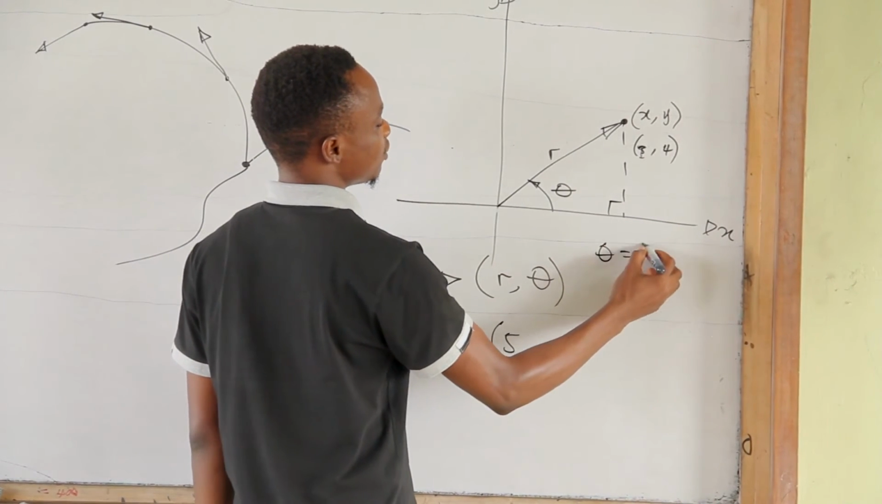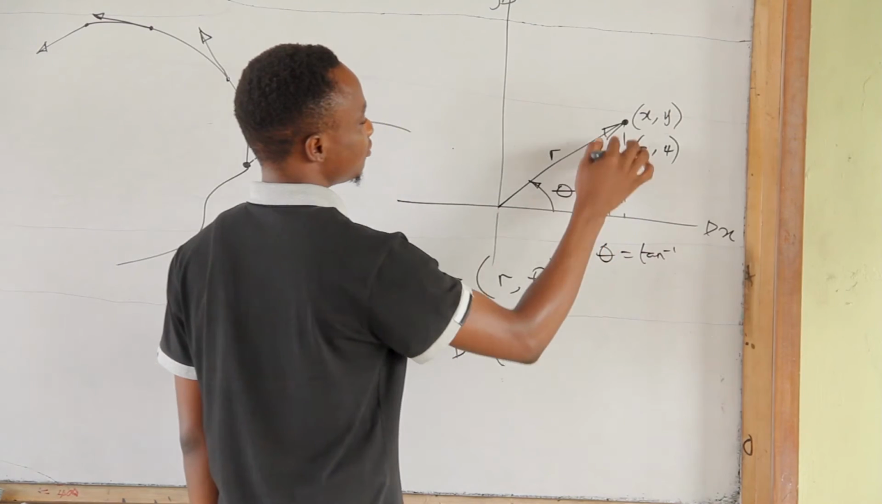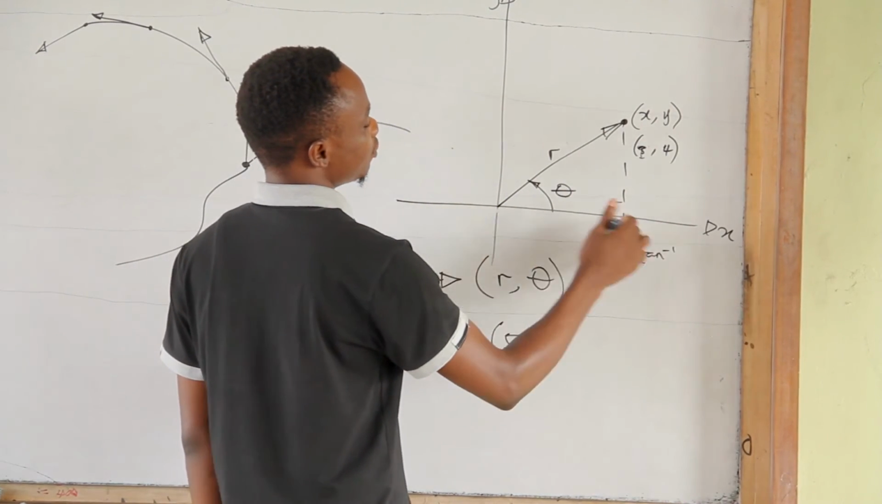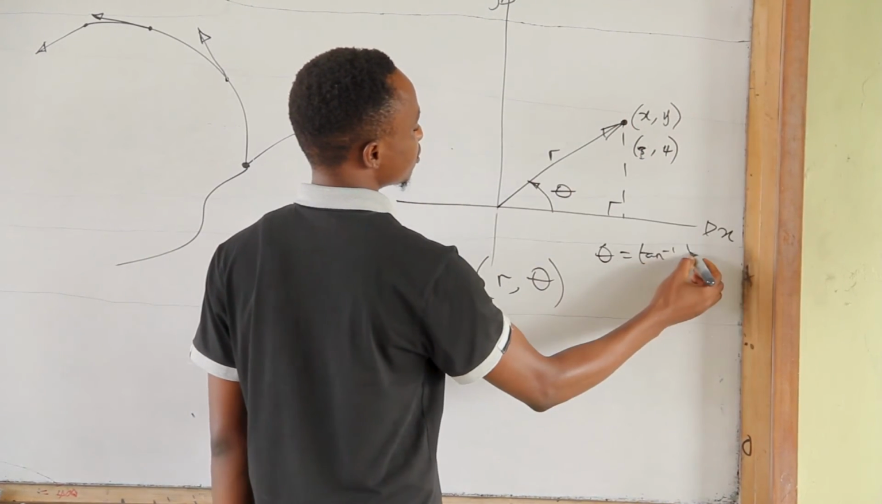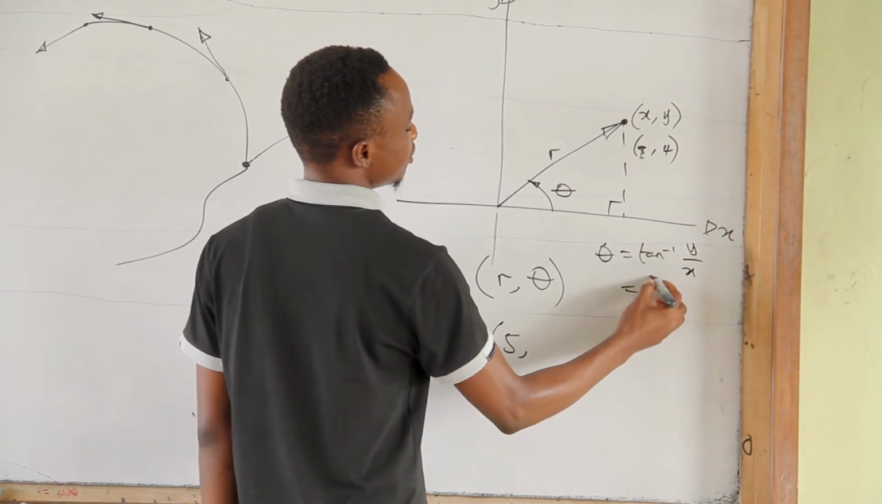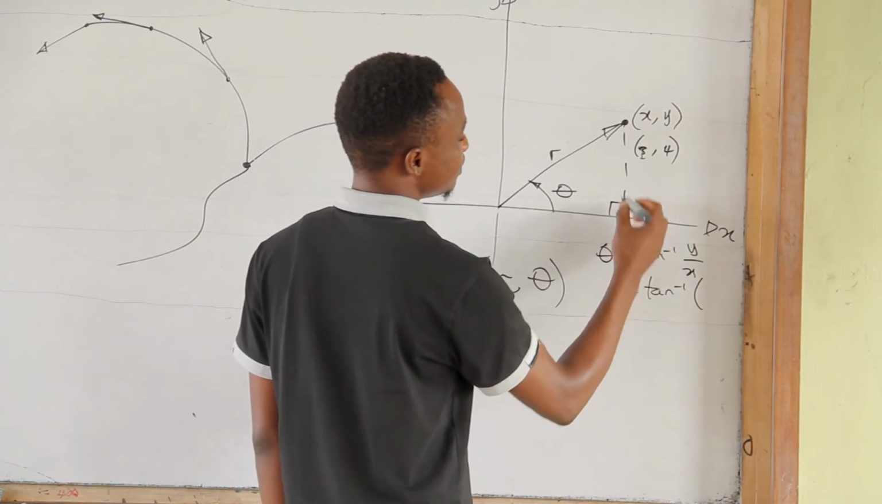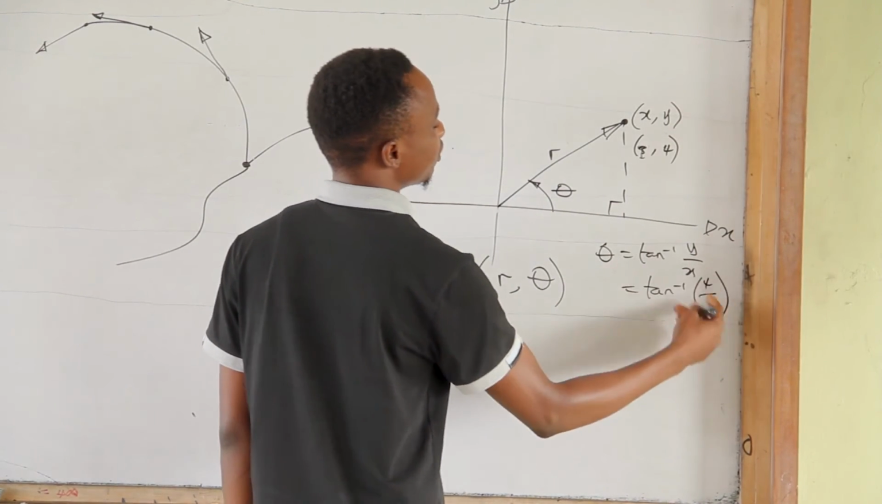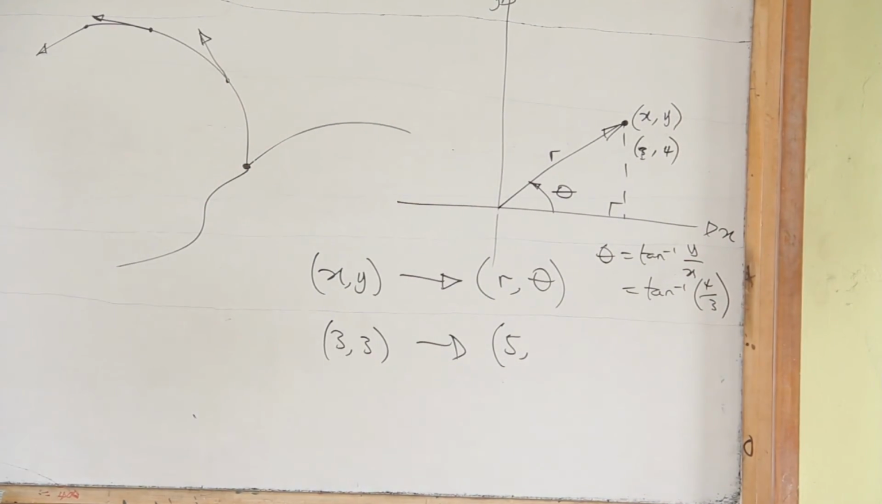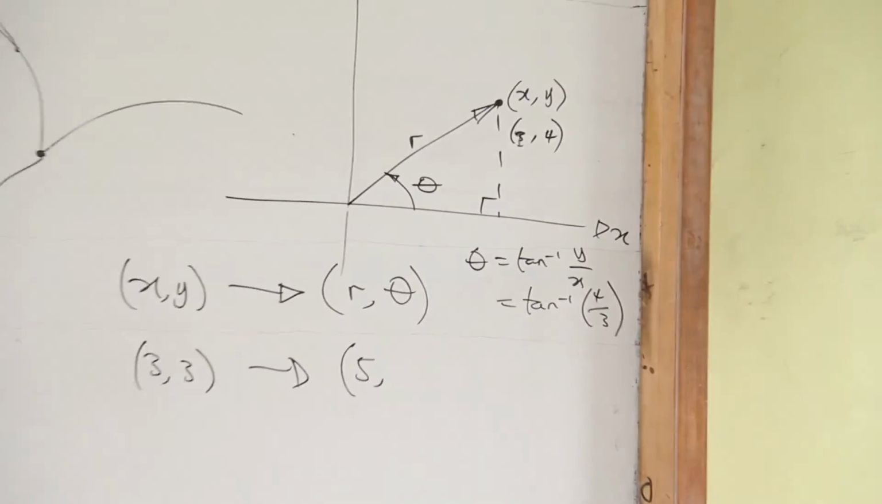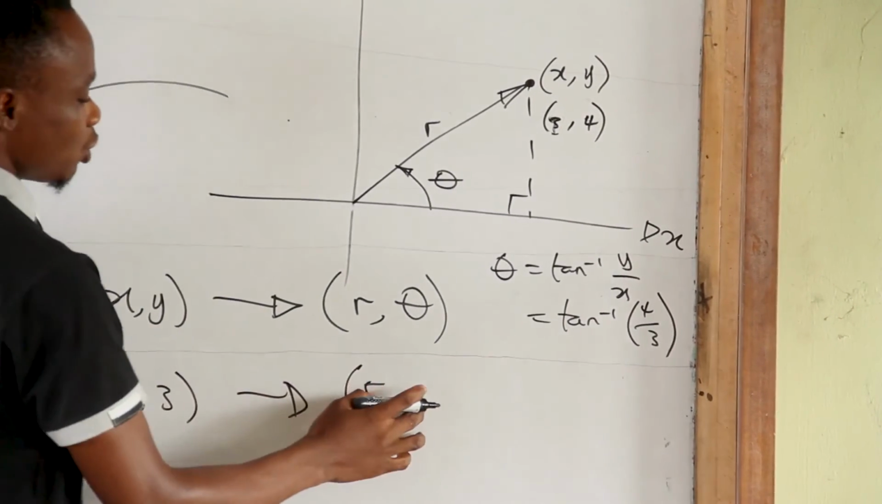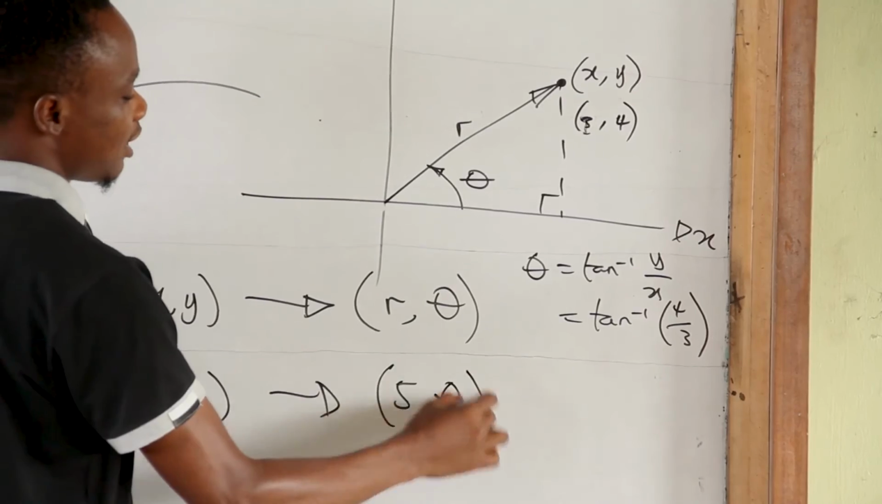So theta is going to be equal to the tan inverse of what? Y over x. So this is going to give us tan inverse of y over x, whatever y is. Y is 4, and x is 3. So we're going to get that in radians. Don't worry about getting that number. Whatever it is, we can put it here. Let's say that is 1.